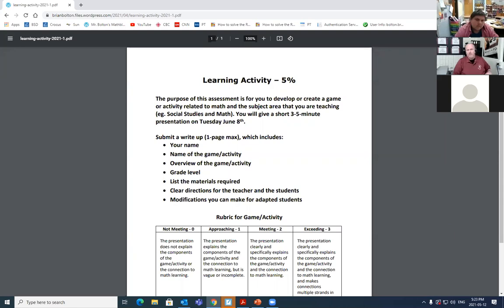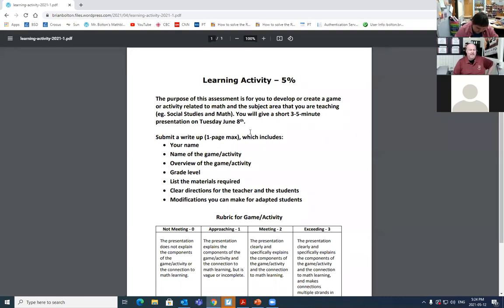And it can be, for instance, you can read here, related to math and any other subject area. It's really nice if you can get crossover ones like math and social studies or math and phys ed or math in a different language, right? That's really useful. And we will probably not have time for a short 3 to 5 minute presentation because there is 30 of us, right?